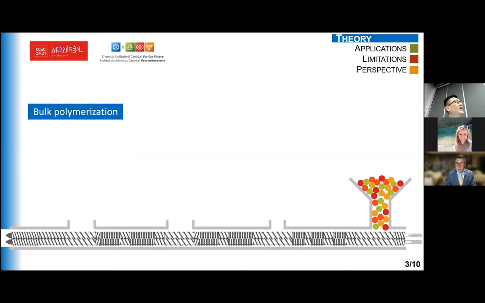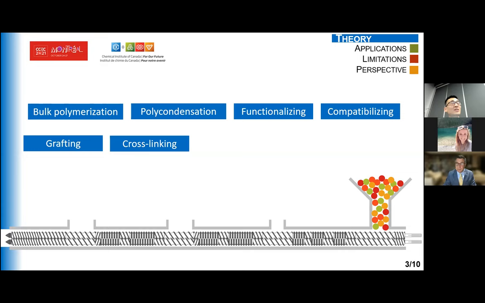Normally, extrusion can run several types of reactions. For example, reactive extrusion can run radical polymerization to produce PMMA, and we can also use polycondensation reactions to produce some polymers. In extrusion, we often need to modify some properties of the final products, so we can use reactive extrusion to modify specific properties of polymers. We can run reactions like functionalizing, compatibilizing, grafting, and crosslinking. And if we need to produce copolyesters, we can also use exchange reactions.